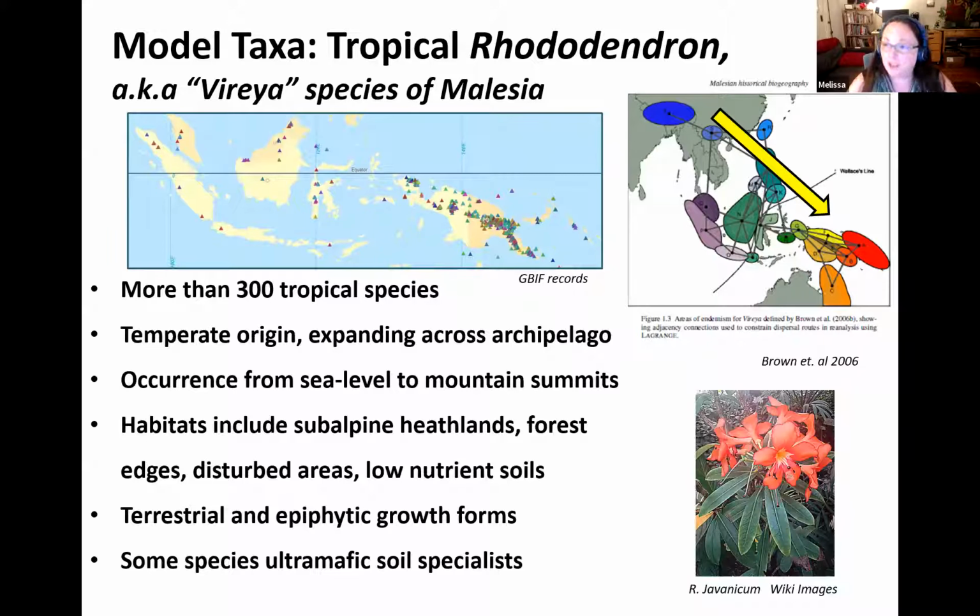One of the very unique characteristics about the tropical rhododendron also is that they are not only terrestrial, but also epiphytic in their growth forms. And that's something that is, I think, pretty interesting. I'll talk a bit more about it later. There are also some species that specialize in extreme soil types, such as ultramafic or serpentine soil. Those are soil types that are extremely low in nutrients combined with the presence of heavy metals.